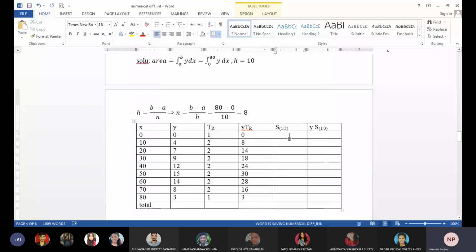S 1/3. Okay, can anyone tell me S 1/3 का पैटर्न क्या होगा? First is 1, then what you will have? First is 1, then we will have 3, उसके बाद again 3, then 2, right? Is it okay? Yes, sir. 1, 3, 3, 2, 3.